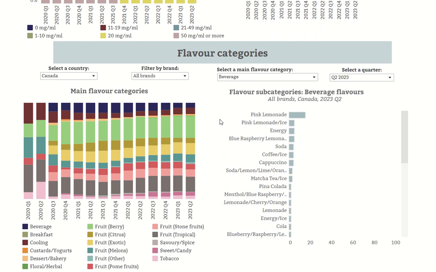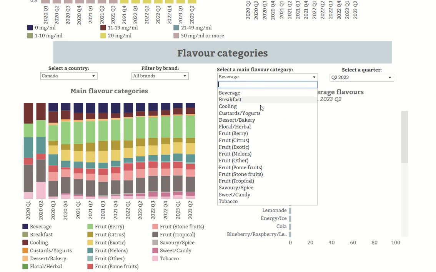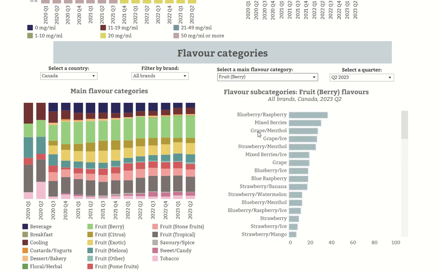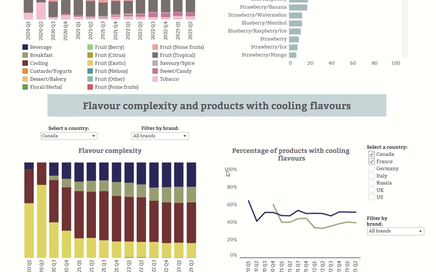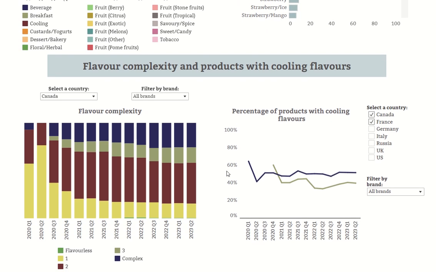So if the user wants to see the flavor subcategories within a specific main flavor category, they can simply use the drop-down menu. For instance, to see fruit berry flavors, they can select this option, and we can see that in Canada, for all brands in Q2 2023, the most widely available fruit berry flavor was blueberry and raspberry. And lastly, the dashboard also looks at flavor complexity and the percentage of products with cooling flavors.